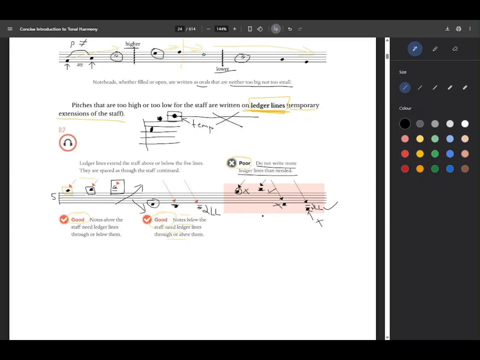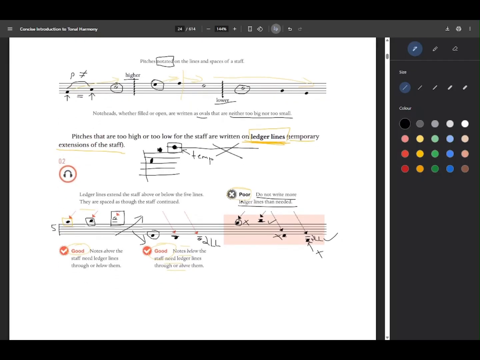So that is the spiel on ledger lines. Just take down some notes for that. This will be very important going forward. It's important that you understand this concept and can integrate it. So make sure to take these notes down.